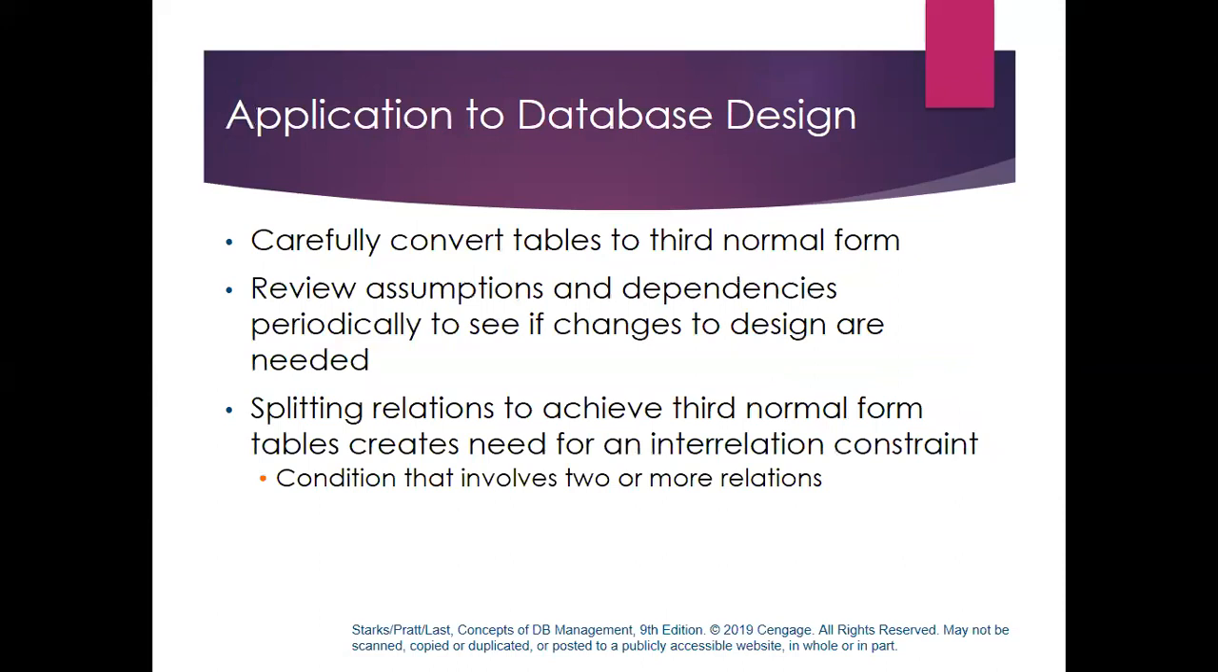How is normalization implemented during the database design process? During a database design process, you should carefully convert tables to the third normal form. It is important that you review assumptions and dependencies periodically to see if any changes to the design are needed. Thirdly, by splitting relations to achieve third normal form tables, you create the need for an interrelation constraint. An interrelation constraint is a condition that involves two or more relations.